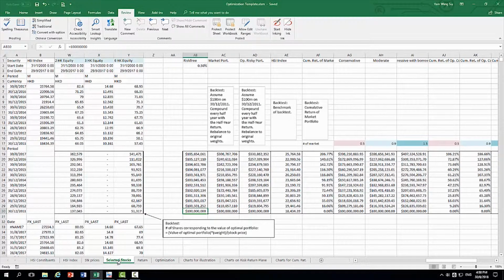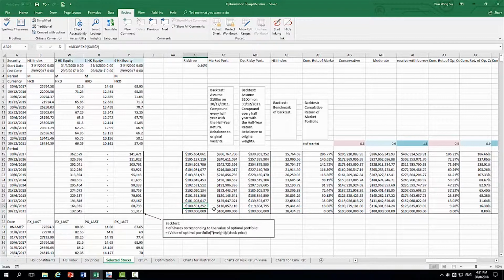We go to the selected stock worksheet. We are going to explain row 1 to row 30. In the project, we assume the fund with the size of 100 million as at end of December 2011. So, assuming we have 100 million in December 2011, we know that the risk-free rate is 1% per annum. So for each half year, the return is 0.5%.